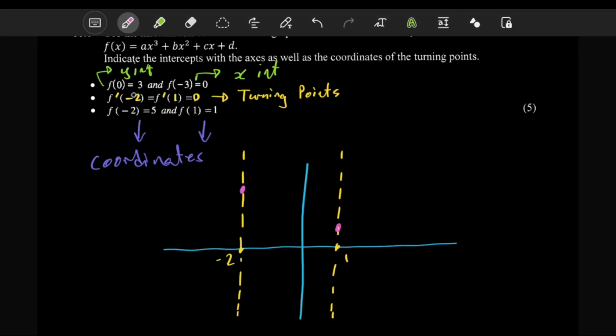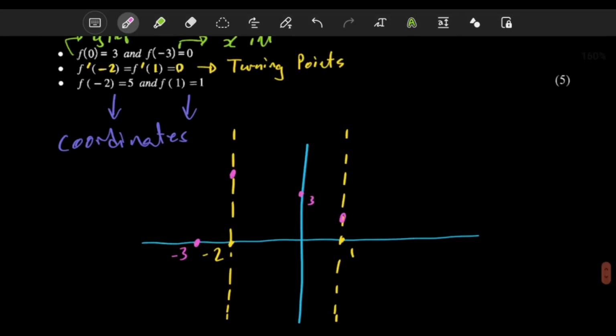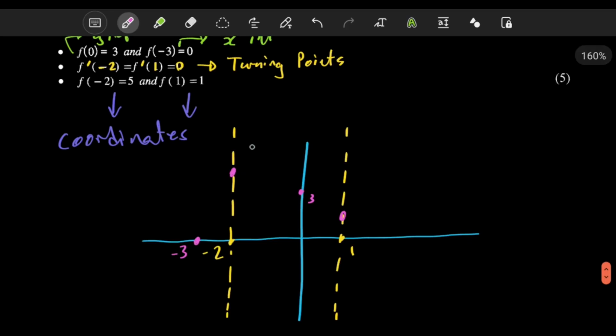They told us that the x-intercept is at -3. So somewhere at -3 here, you have an x-intercept, and the y-intercept is at +3. If this is a 5, it means the y-intercept is down here somewhere where 3 is. So let's put this coordinate here. The coordinate here is -2 and 5. The coordinate here is 1 and 1, you see.